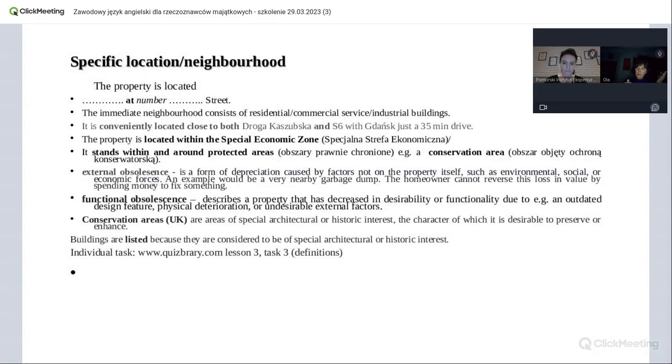And then you've got the functional obsolescence. This is something that we can control as the owners, because it describes a property that has decreased in desirability or functionality due to, for example, an outdated design feature. So it looks a little bit oldish, not so nice. Physical deterioration means that the windows are not too new, the doors don't look too nice, or the roof is not perfect, but the owner or the potential new owners can fix it. So this is functional obsolescence.